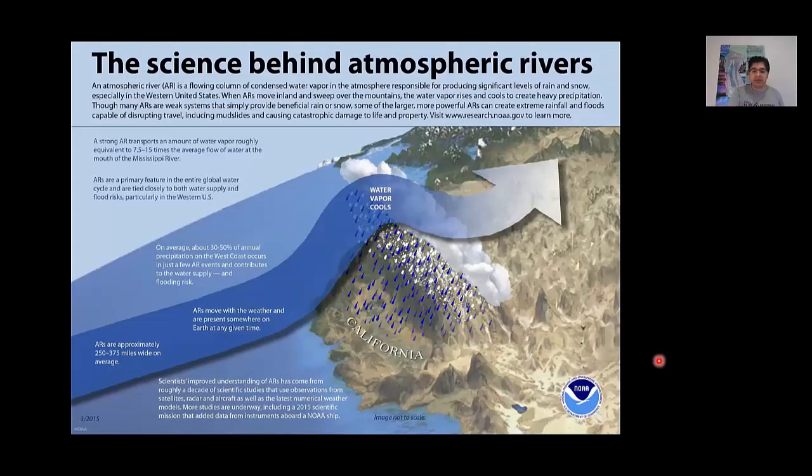This is the science behind what I was talking to you about. The band of moisture in the air will be about 250 to 350 miles. This brings a lot of water. In terms of that, it may bring up to 7 to 15 times the flow coming out of the mouth of the Mississippi River. So these are bands of moisture in the air that are bringing a lot of water. And again, it may deposit it in terms of snow or rain.